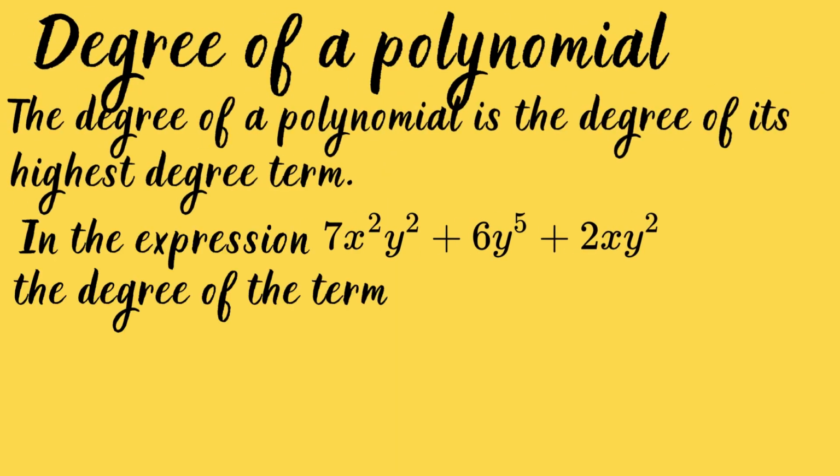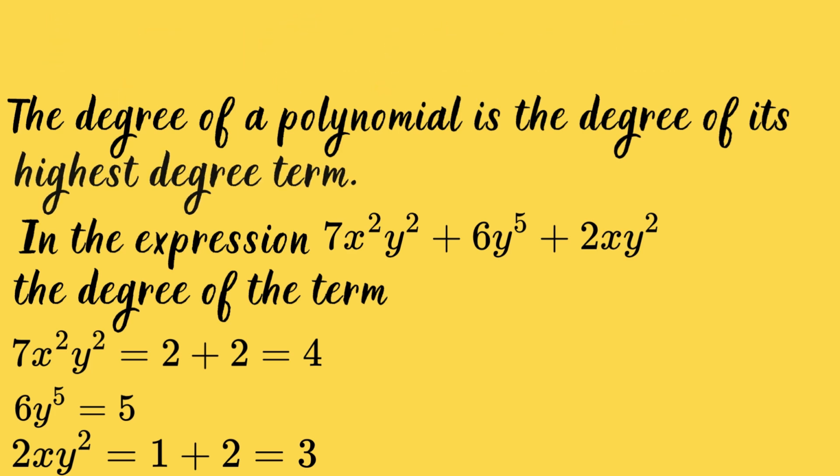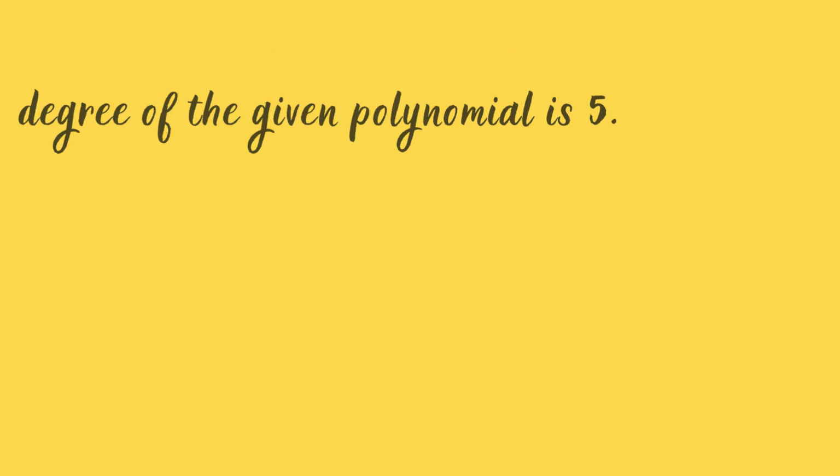Now, what is the degree of a polynomial? The degree of a polynomial is the degree of its highest degree term. So, therefore, in the expression 7x square y square plus 6y raised to 5 plus 2xy square, the degree of the term 7x square y square is 2 plus 2. That is, we add the exponents of the variables. So it's 4. 6y raised to 5 is 5. 2xy square is 1 plus 2. That is 3. Now the highest degree term is 5. Therefore, the degree of the given polynomial is 5.